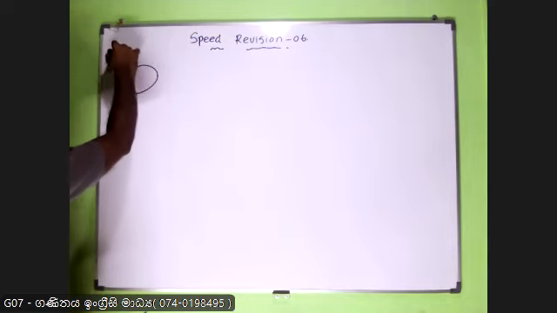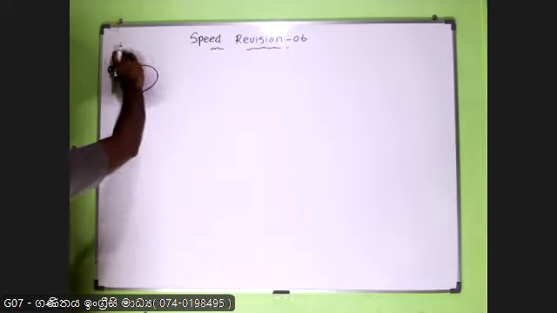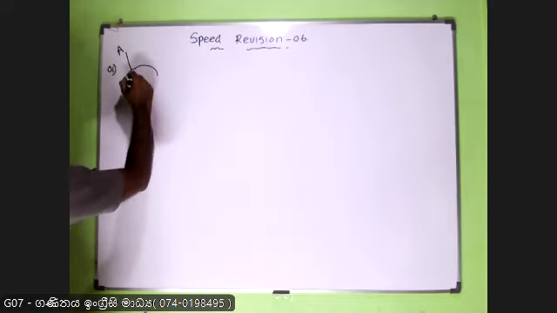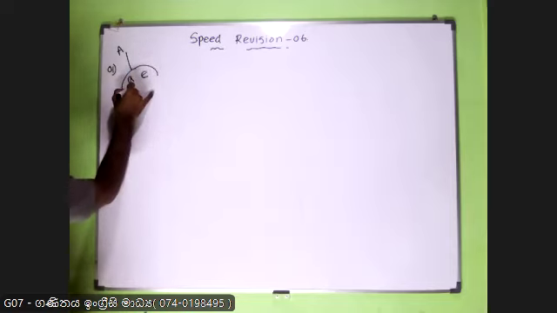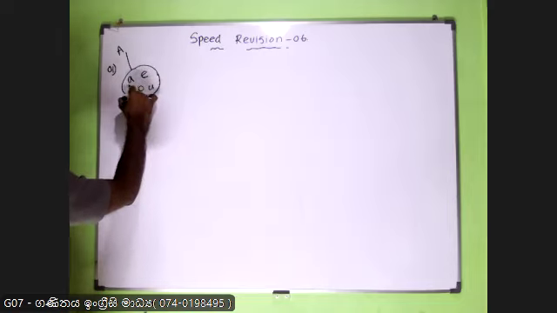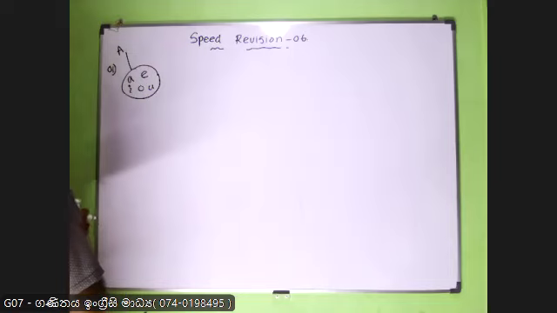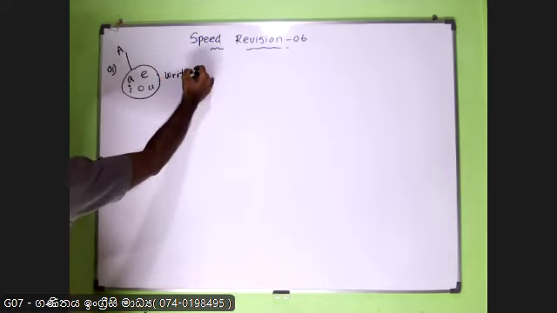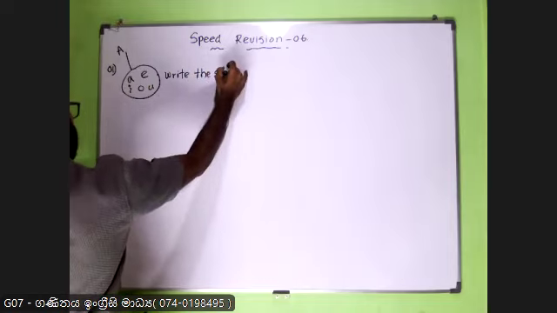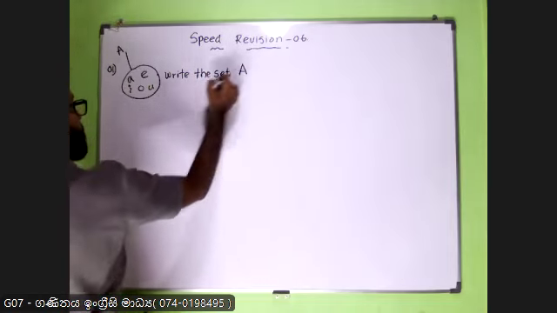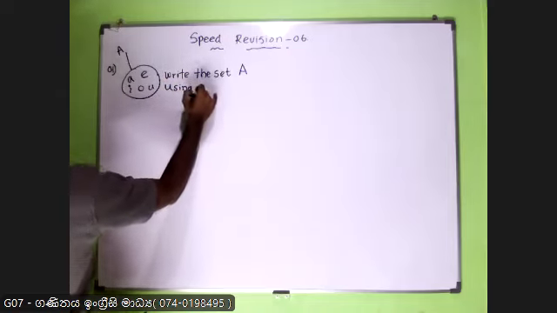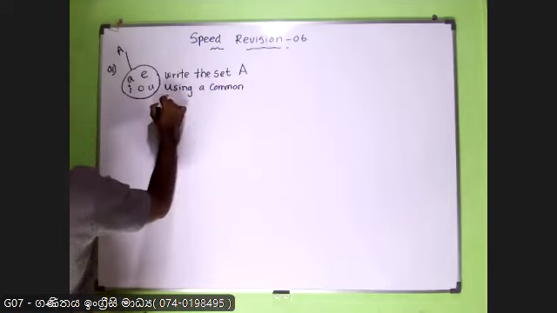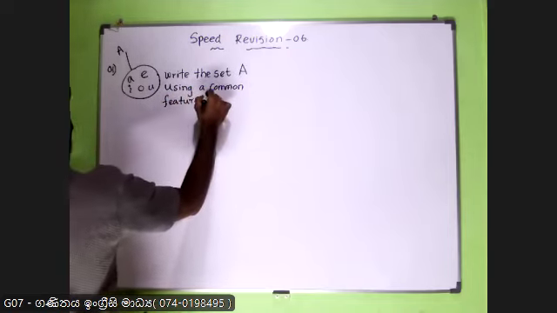This is an ellipse, and the name of the ellipse is A. Inside this ellipse you can see A, E, I, O, U. You have to write the set A using a common feature to identify the elements.